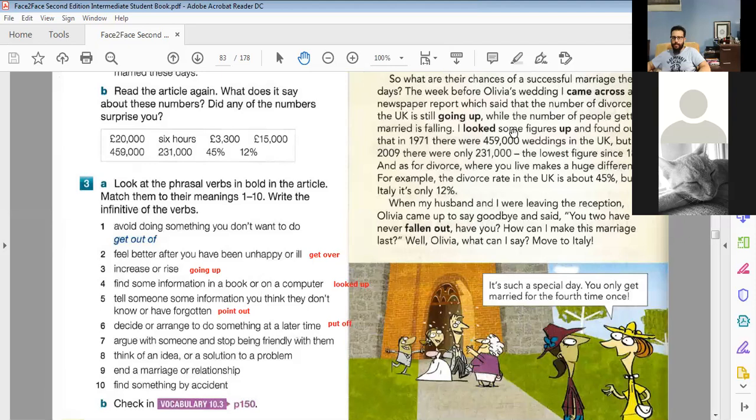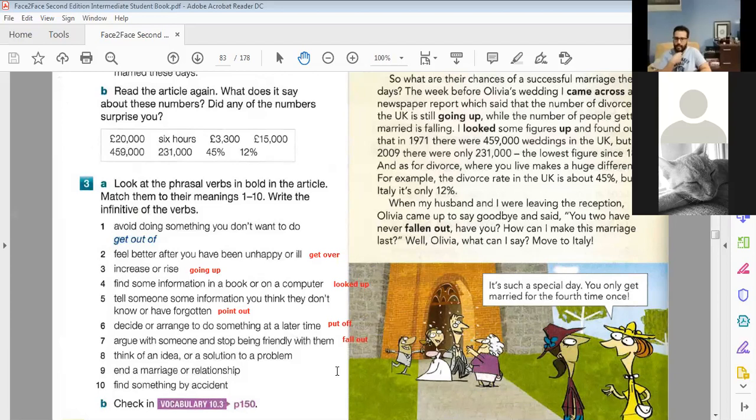Got over. We used it. Got over is when you rebound, when you get better after you were ill. You got over a bad flu. You got over maybe a divorce. Maybe falling out. That's correct. To fall out. This means you're not friends with someone anymore, right? We had a fallout, so we're not friends anymore. This is the meaning. Maybe you used to be friends, but not anymore.